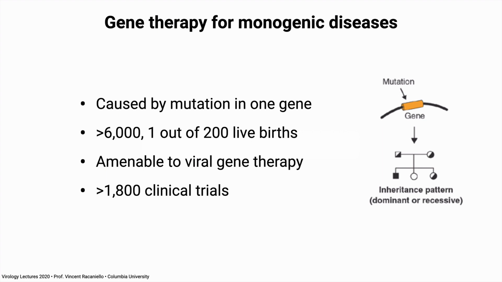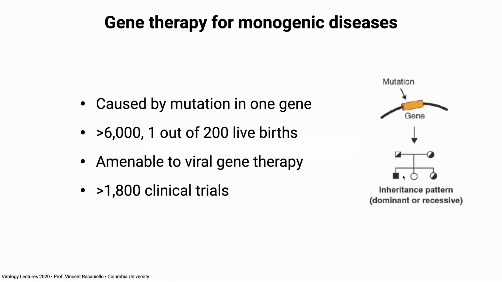Let's move on to gene therapy. Typically we do gene therapy using viral vectors for monogenic diseases. That is a disease caused by a mutation in one gene. And there are diseases caused by multiple mutations in multiple genes, those are more difficult. So we're trying the easy ones first just to get the technology to work.